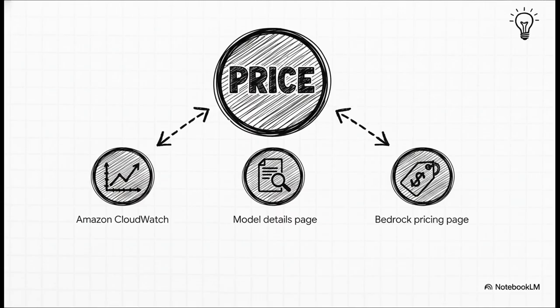There's no guesswork. You can find every piece of that formula right in the AWS console and on the pricing page. The number of copies running? That's in CloudWatch. The CMUs per copy? Right on your model's details page. And the rate? Publicly listed.